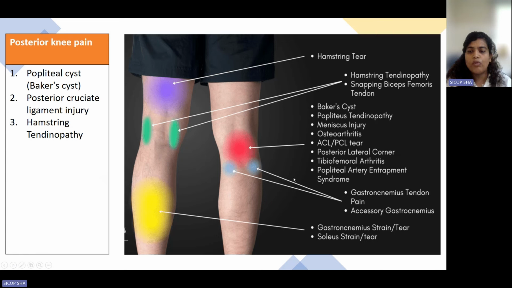We can go for gastrocnemius tendon pain. Mostly it is gastrocnemius pain over here, which can be felt. If there is a strain in the gastrocnemius and the soleus muscle, it can be felt in the middle of the calf. But since we are focusing on the knee specifically, we'll just go with hamstring tendinopathy, Baker's cyst, tibiofemoral OA, and gastrocnemius tendon pain.